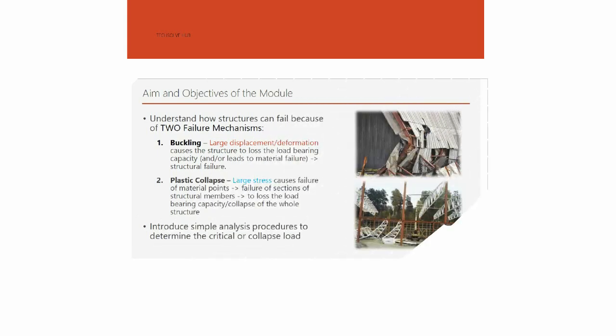Understand how structures can fail because of two failure mechanisms. 1. Buckling. Large displacement/deformation causes the structure to lose its load-bearing capacity, and/or leads to material failure and structural failure. 2. Plastic collapse. Large stress causes failure of material points and sections of structural members to lose load-bearing capacity, leading to collapse of the whole structure. Introduce simple analysis procedures to determine the critical or collapse load.